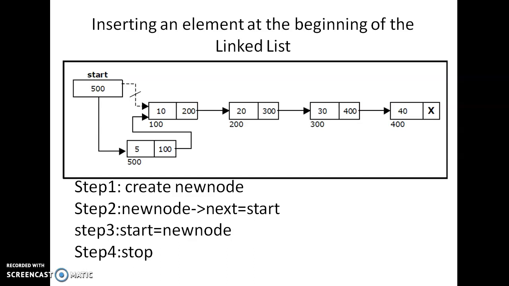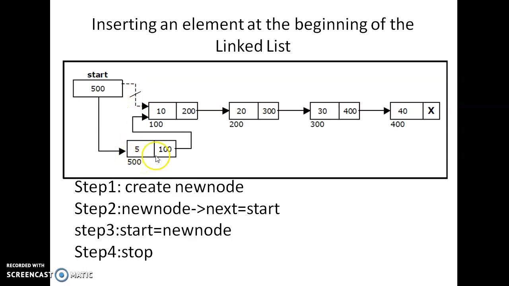Now we are creating a new node. Consider this is the new node that we are having. Now in this algorithm, what we want to do is insert an element before 10, that is at the starting of the linked list. So now start is being pointed to this particular 10 value. Now we want to point to the node that has the 5 value. And this is the start and this is the new node.